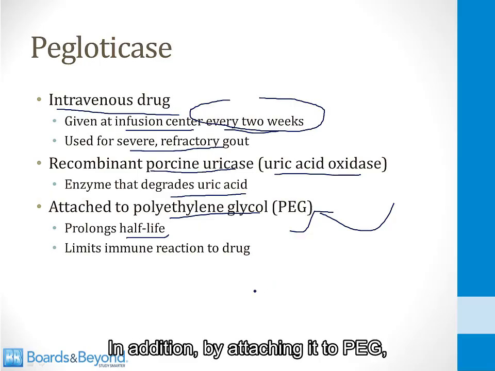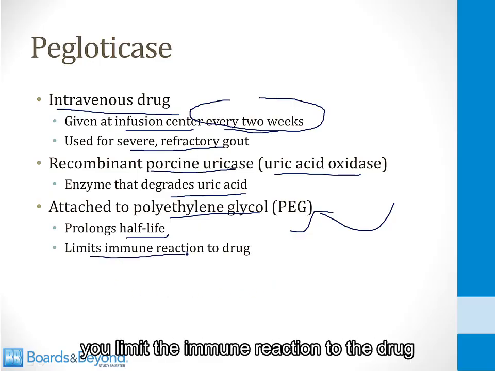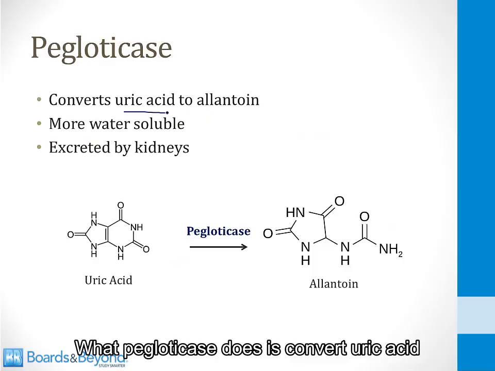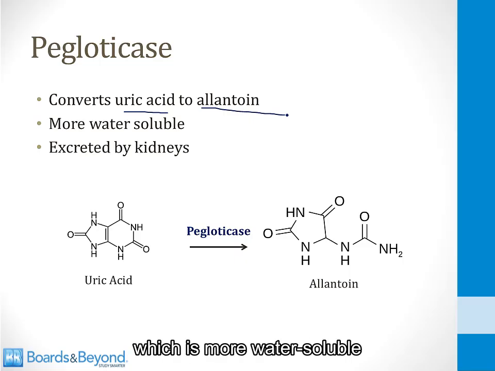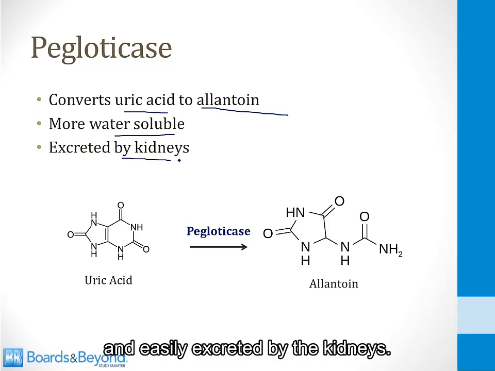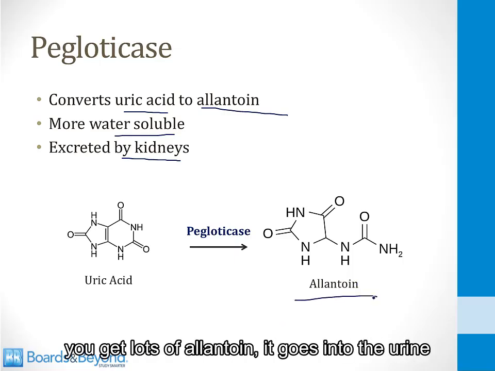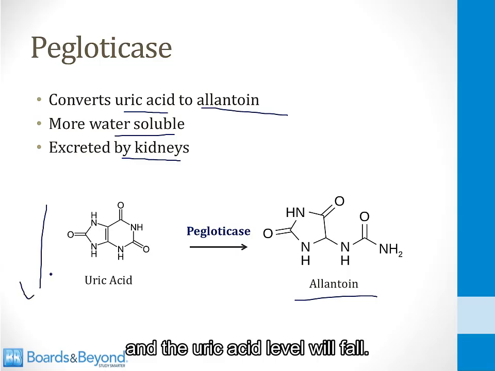In addition, by attaching it to PEG, you limit the immune reaction to the drug, and that makes it better tolerated. What pegloticase does is convert uric acid to a substance called allantoin, which is more water soluble and easily excreted by the kidneys. Therefore, when you administer the drug, you get lots of allantoin, it goes into the urine, and the uric acid level will fall.